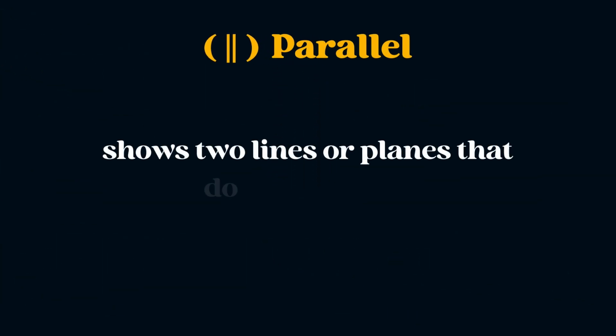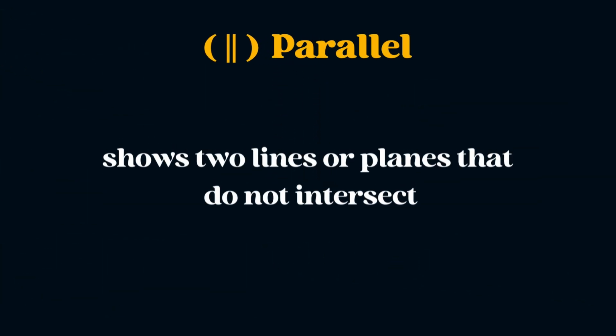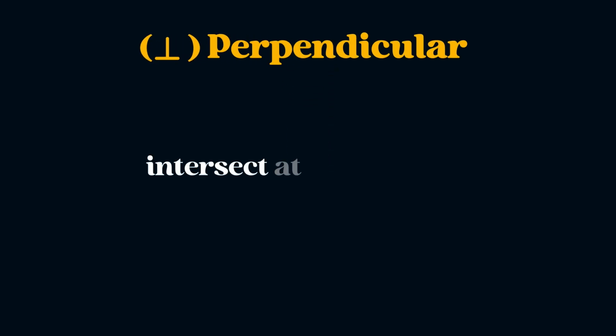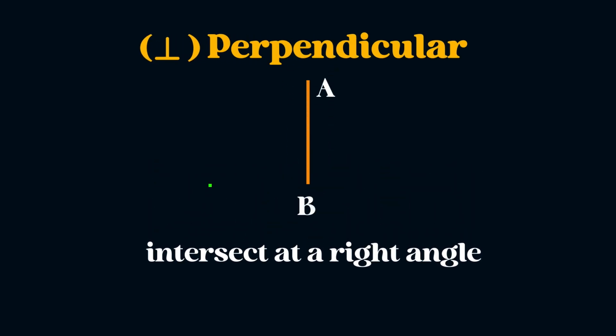31. Parallel. This symbol shows two lines or planes that do not intersect. For instance, AB parallel to CD means AB is parallel to CD. 32. Perpendicular. Perpendicular lines intersect at a right angle. For example, AB perpendicular to CD means AB is perpendicular to line CD.